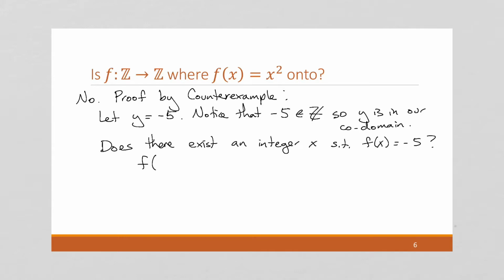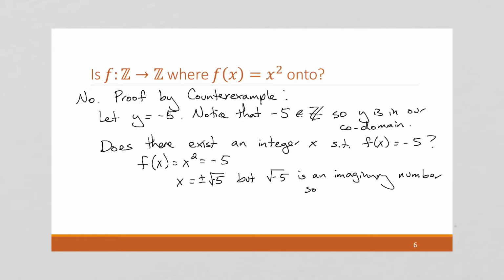Well, that means we have f of x equals x squared equals negative 5. Well, if we solve for x, we're going to get that x equals plus or minus the square root of negative 5. But the square root of negative 5 is an imaginary number. So x is not an integer, for sure. And there's in fact no integer such that f of x is going to equal negative 5, which means that this is not onto.